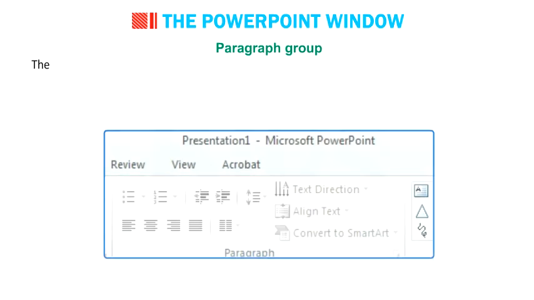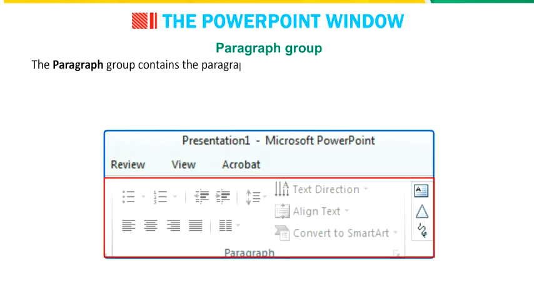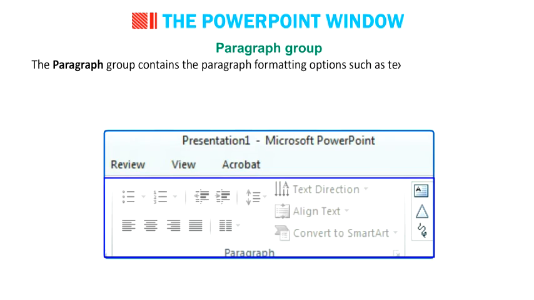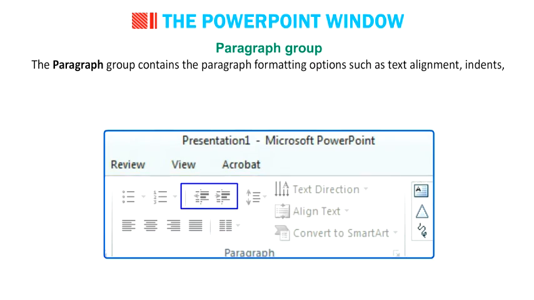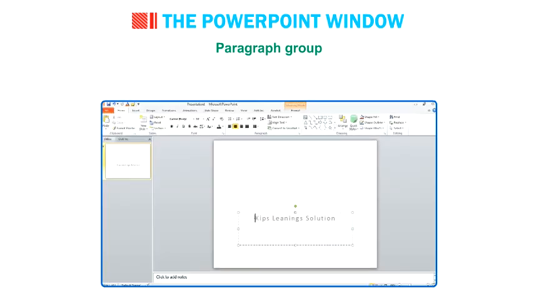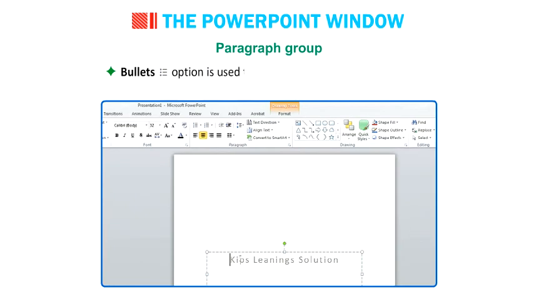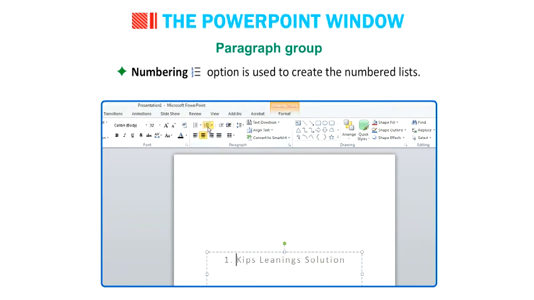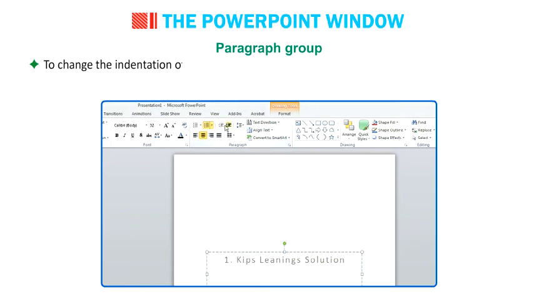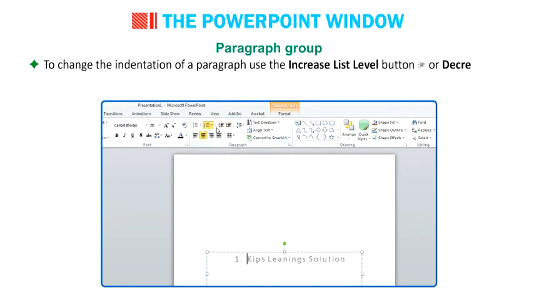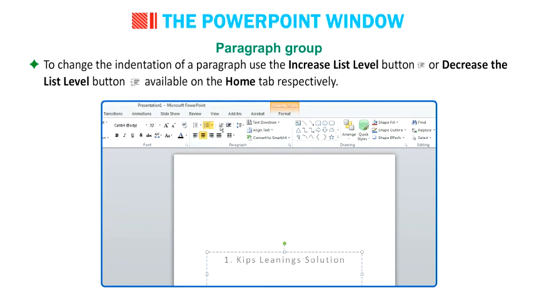Paragraph group. The paragraph group contains the paragraph formatting options such as text alignment, indents, spacing, bulleted list, etc. Bullets option is used to select the bullets of different styles. Numbering option is used to create the numbered list. To change the indentation of a paragraph, use the Increase List Level button or Decrease the List Level button available on the Home tab respectively.